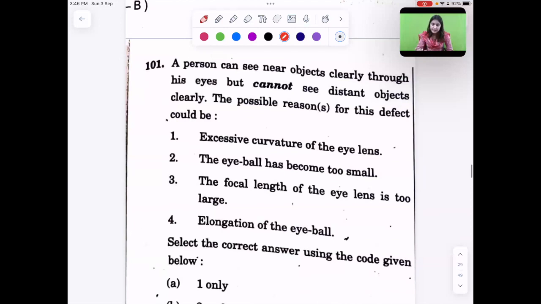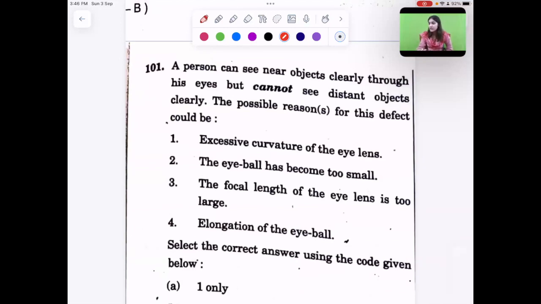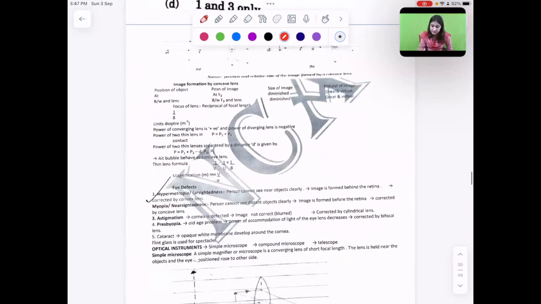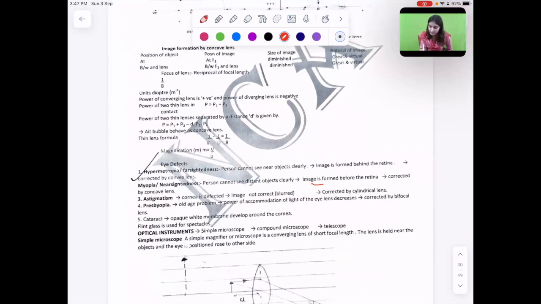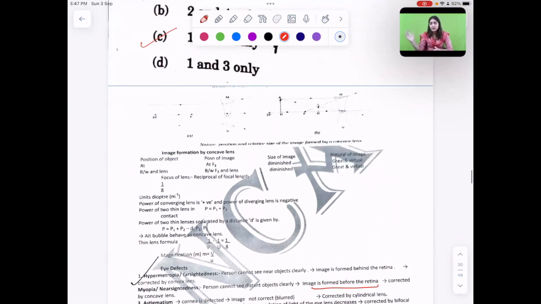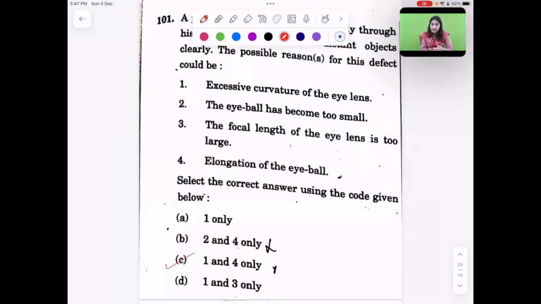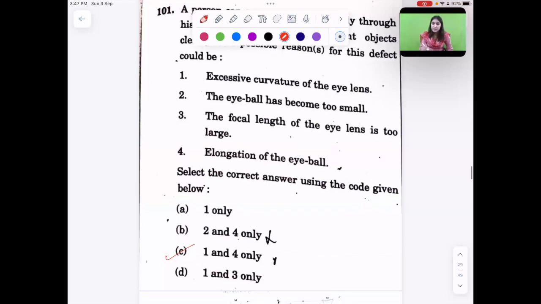Next question. A person cannot see distant objects clearly. So that means that person has nearsightedness. He can see nearby objects. So what could be the possible reasons for that defect? We know that in nearsightedness, the image is formed before the retina. That means the eyeball has elongated, the retina has moved away. So the correct option is statement 1 and 4: excessive curvature of the eye lens, and elongation of the eyeball. So option C is the correct one.